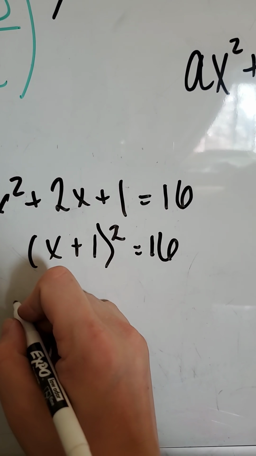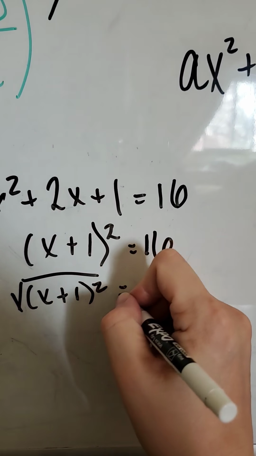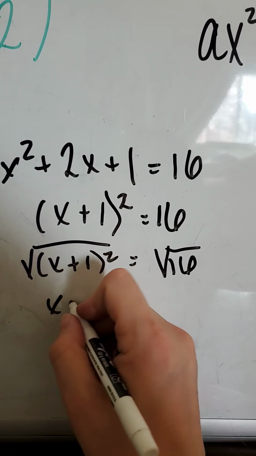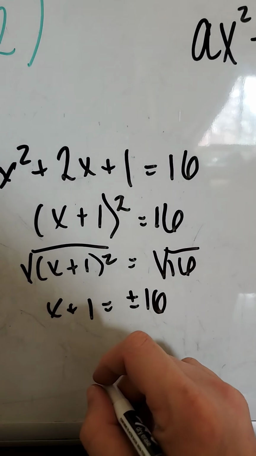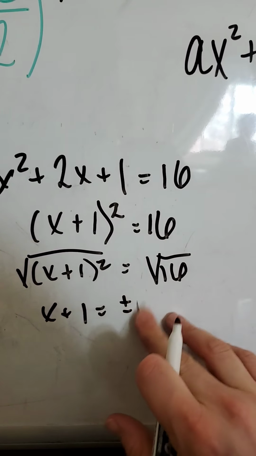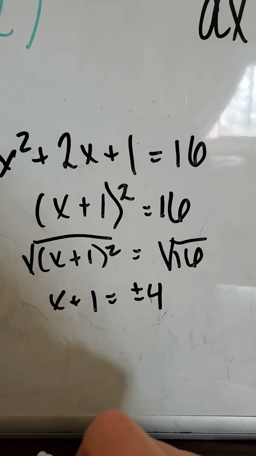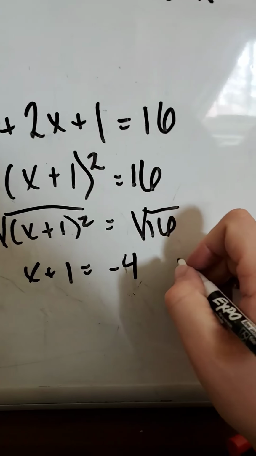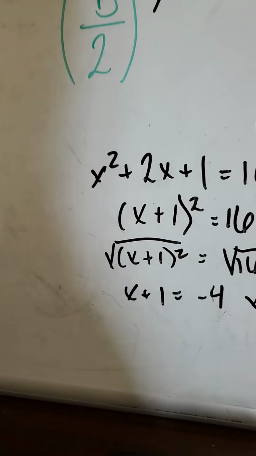And then I have to take the square root of both sides. And then I see that x plus 1 equals positive or negative, oh, positive or negative 4. The square root of 16. And then I continue with what I did last time, where we have x plus 1 equals negative 4 and x plus 1 equals positive 4, and we solve that going forward.